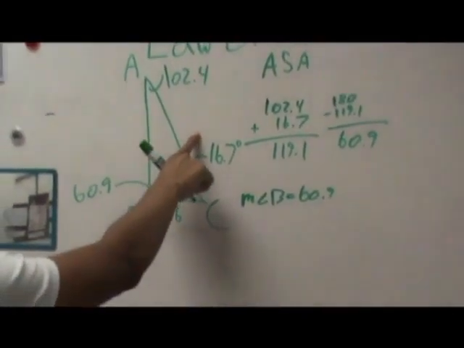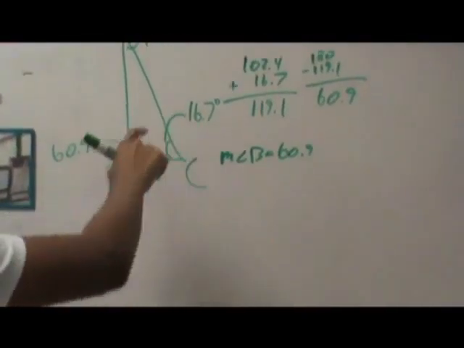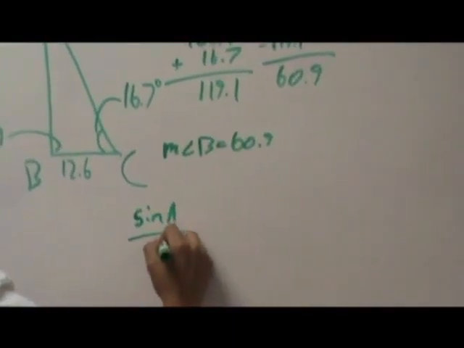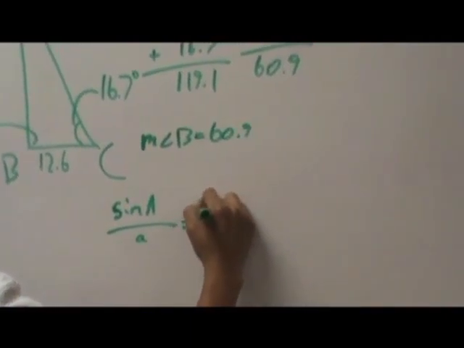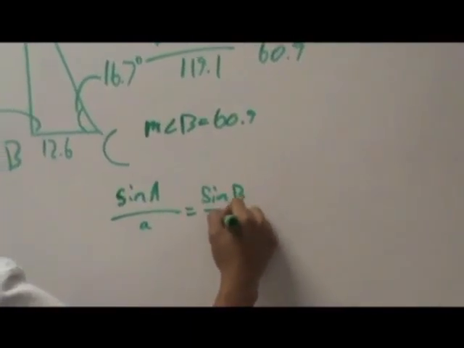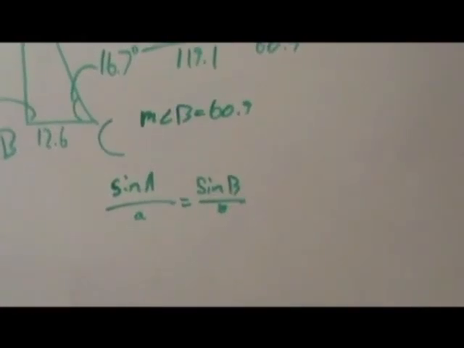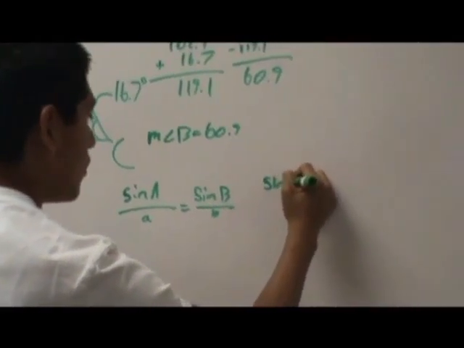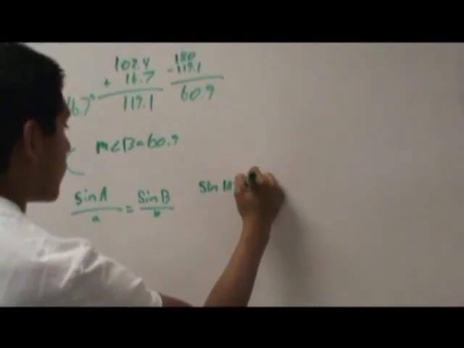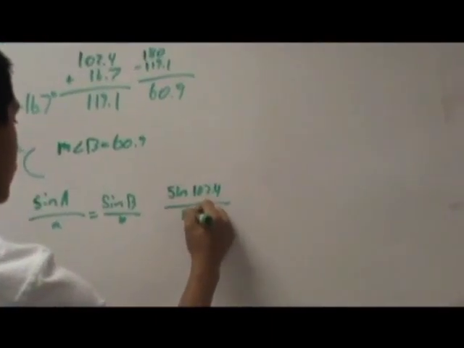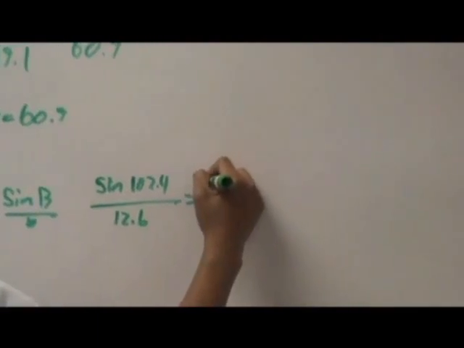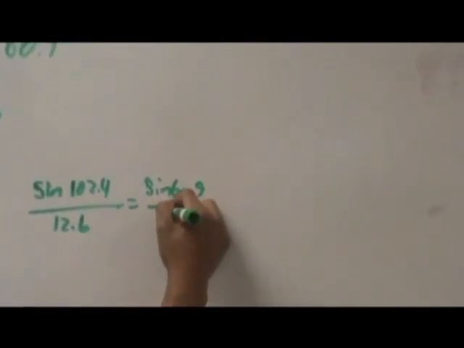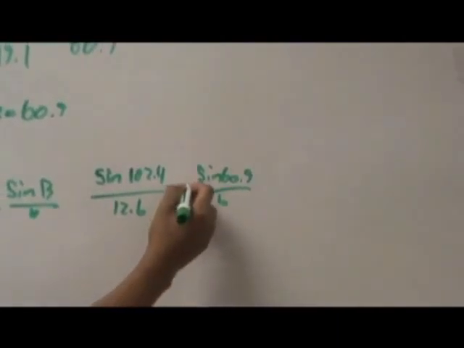Next, we have to find side B. In order to find side B, we have to do the formula of sine A over little a equal to sine B over little b. Okay, now we just have to plug that in. So sine of 102.4 over 12.6 equal to sine of 60.9 over little b. Now, next you have to cross multiply.